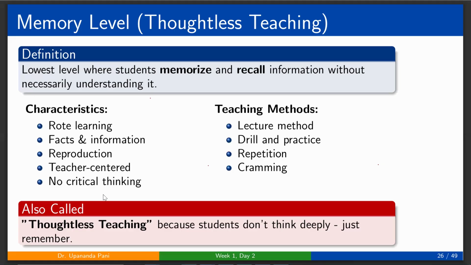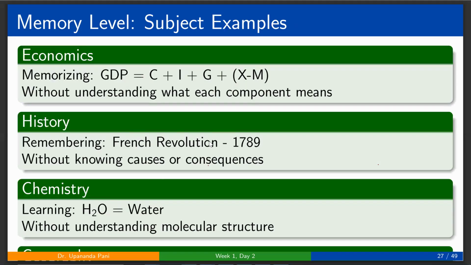So it is very interesting. Suppose, for example, in economics, if I am asking a student just to remember what is GDP, so obviously GDP is equal to C plus I plus G plus X minus M. So they have just remembered this without understanding what each component means, what C means, what I means, what G means, why we are writing X minus M. If the student is not able to tell this, then simply the student has memorized, right? So it is the lowest level of learning.